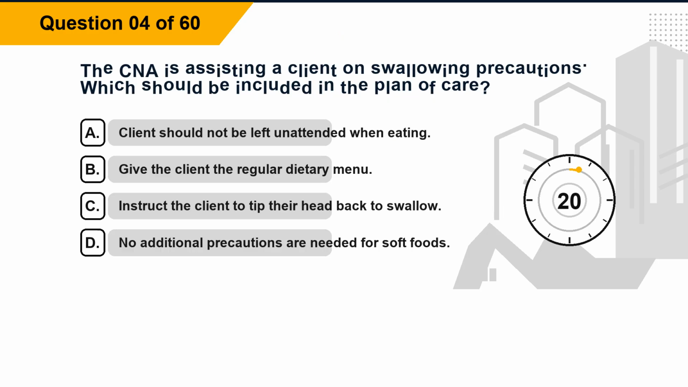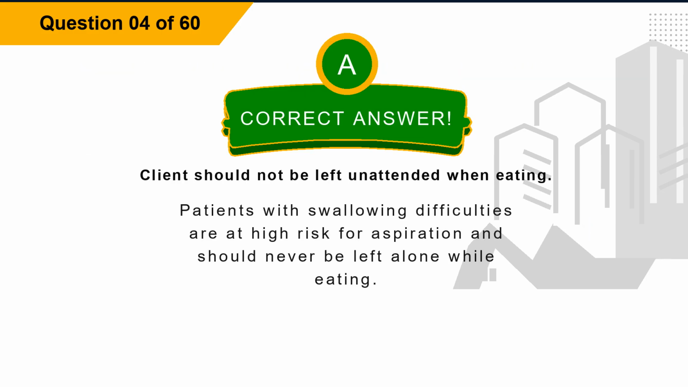Question 4. The CNA is assisting a client on swallowing precautions. Which should be included in the plan of care? Option A. Client should not be left unattended when eating. Option B. Give the client the regular dietary menu. Option C. Instruct the client to tip their head back to swallow. Option D. No additional precautions are needed for soft foods. The correct answer is option A. Client should not be left unattended when eating. Explanation. Patients with swallowing difficulties are at high risk for aspiration and should never be left alone while eating.